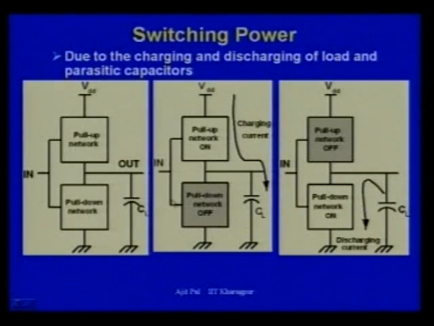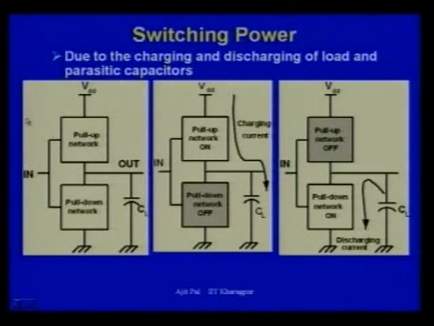So first let us consider switching power. What is switching power? This is one of the sources of dynamic power dissipation. What do you mean by dynamic power dissipation? When the circuit is on and you are changing the inputs, your clock is changing, input is changing. That means you have applied the clock if it is a sequential circuit, and there are some combinational circuits also, like dynamic CMOS, which also require a clock.